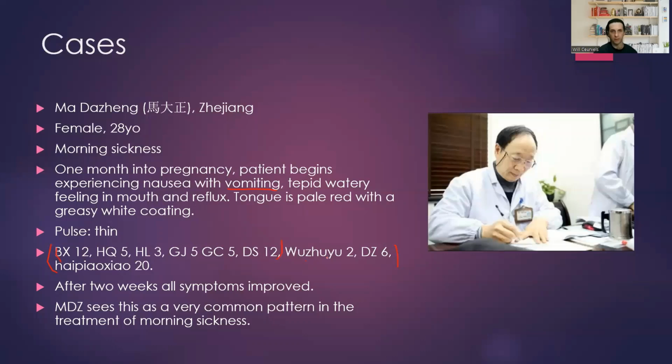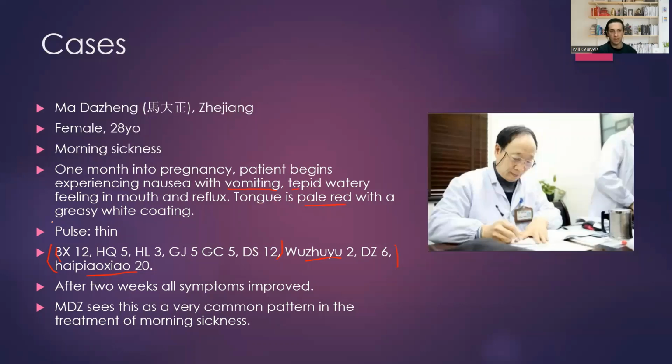And then on top of that, you have Wu Zhu Yu and Hai Piao Xiao, right? So in this case, Wu Zhu Yu, I think probably because you get this tepid, watery feeling in the mouth. And so Wu Zhu Yu is often used when you have that. You're getting sort of more water in the mouth, and there's in general just a sort of excess of water in the stomach or the middle burner as a result of a more deficient constitution. You notice this patient has a pale red tongue.